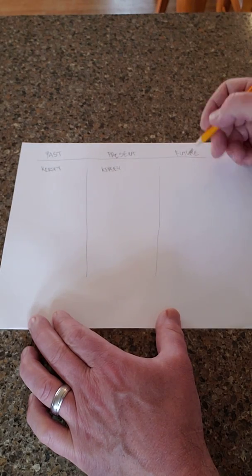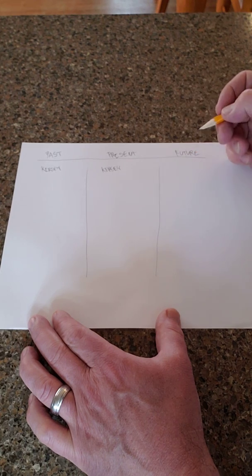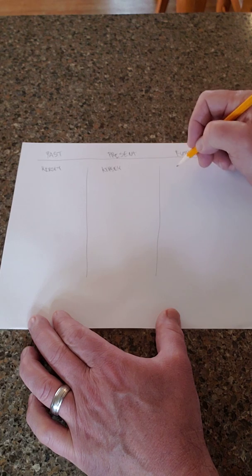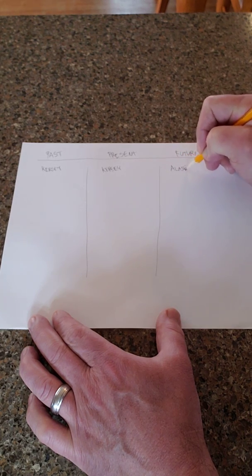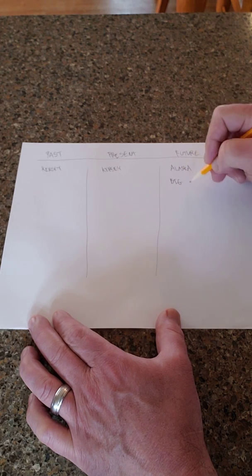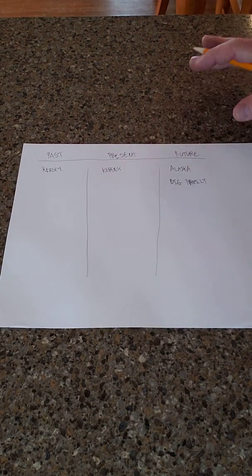And then for future, we all think about our future. That's a lot of what school is about. But for future, I want you to write down all of your goals and aspirations. Maybe you want to visit Alaska. Maybe you want a big family. Maybe you want to go to college. Okay, so everything you can think of in your future.